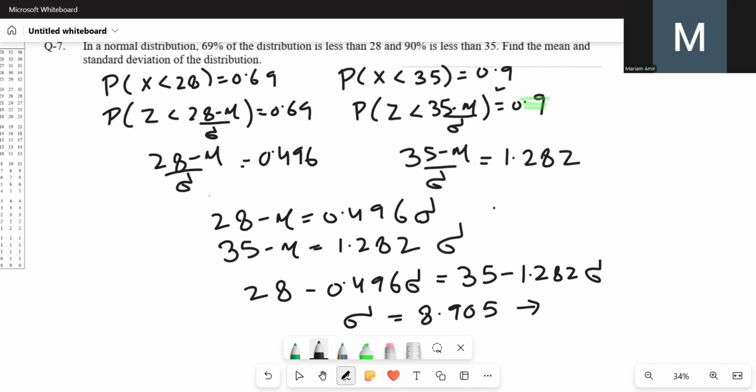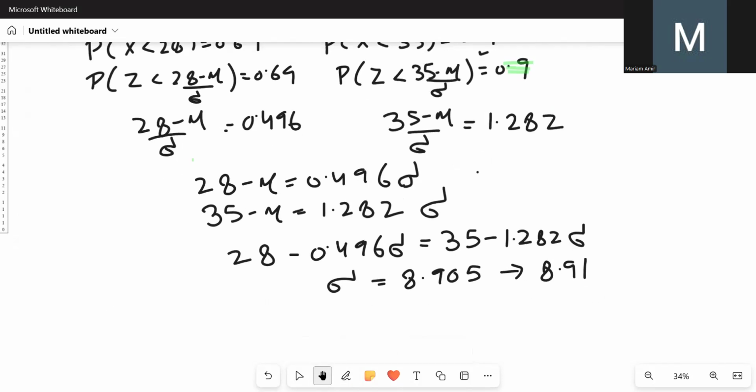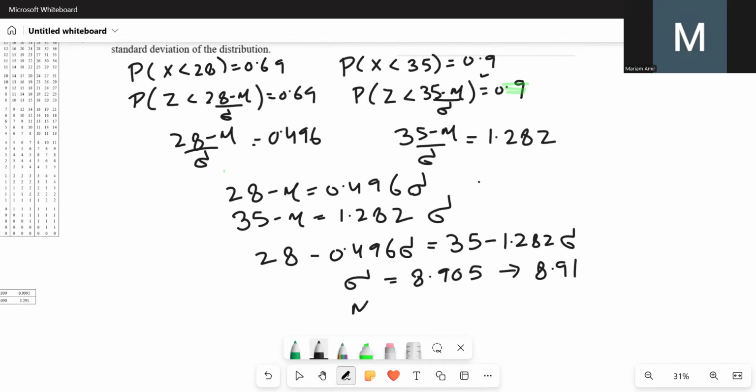And then in 3 significant figures, it becomes 8.91. And similarly, when you substitute it back, you'll get mu to be something around 23.59, which rounds off to 23.6.